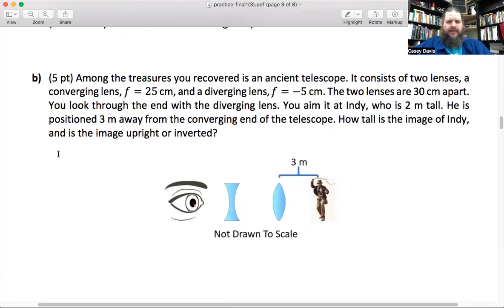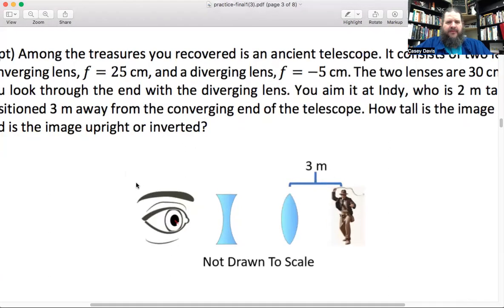Okay, so we've got two lenses. We know they're 30 centimeters apart. You're looking at somebody 3 meters away, and we want to know how tall the image appears to be. I think we can treat this as a multiple lens situation.